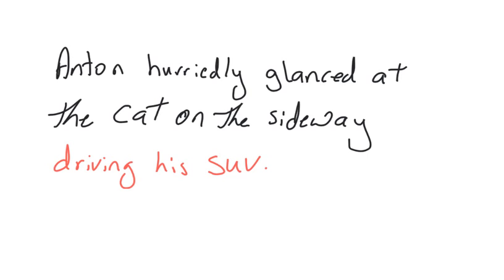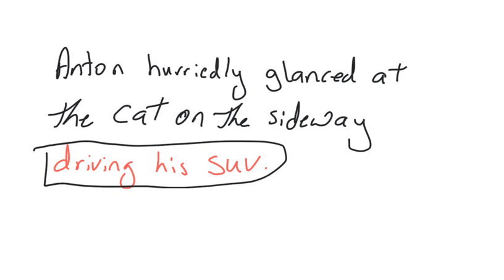So if you look at this example: Anton hurriedly glanced at the cat on the sideway driving his SUV. In this case, it appears that the cat seems to be driving the SUV. Since we placed the phrase close to this word, it's like either the cat is driving the SUV or the sideway is driving the SUV. This is the error here. What we mean is that Anton is the one driving his SUV.